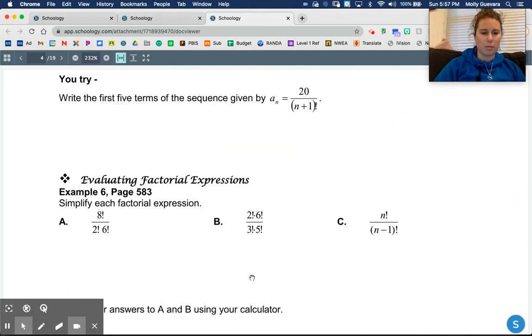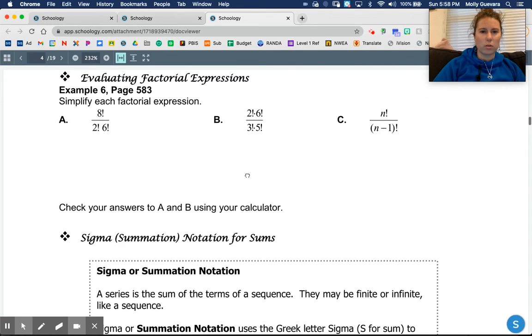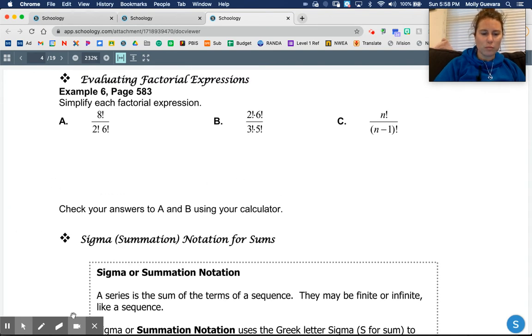We're going to look at some simplifying of factorial expressions. Like what if I have 8 factorial over 2 factorial and 6 factorial? We're going to use A and B to kind of help us come up with a pattern for what we're going to be looking at later on in the unit.